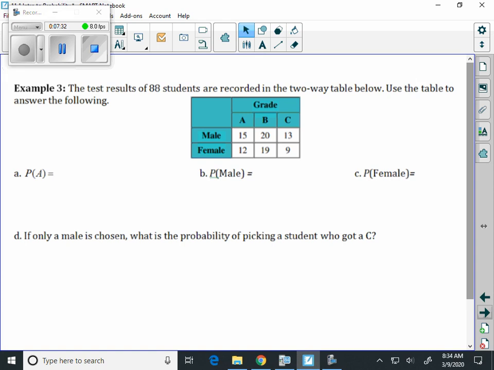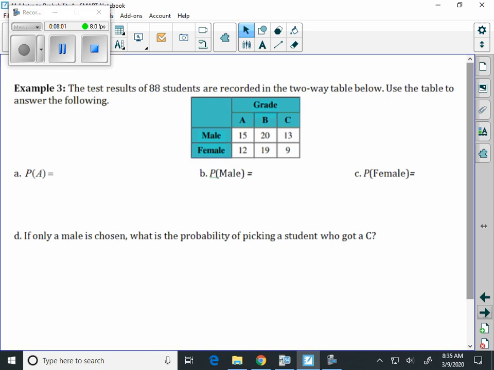Next, if we flip our paper over, we've got the test results of 88 students recorded in this two-way table below. Use the table to answer the following. Before we answer the probability of getting an A, or the probability of a student being male, or female, often what we like to do is total things up. It can make things a little bit easier.